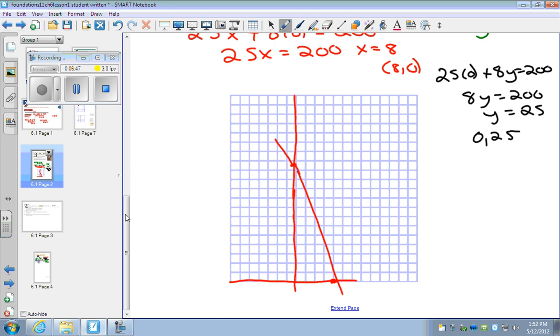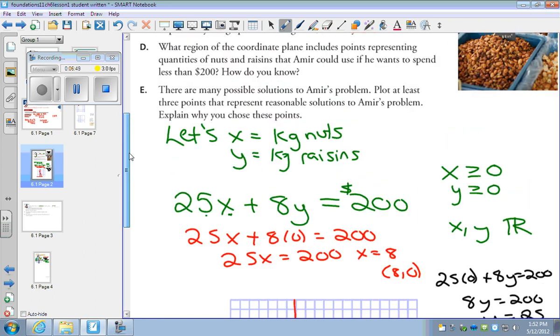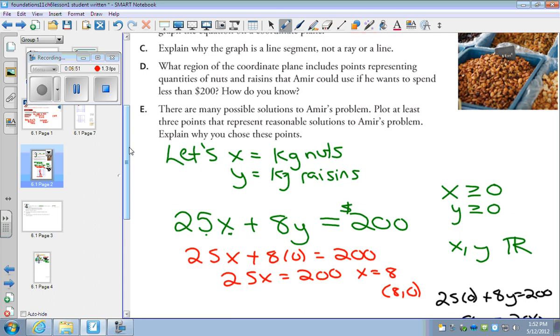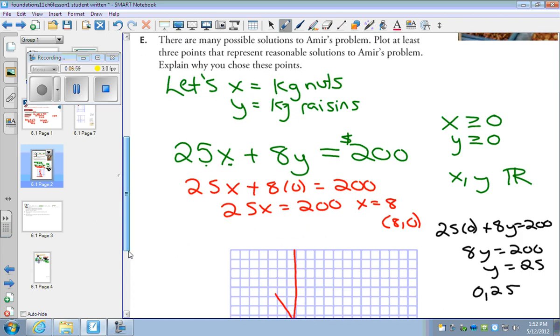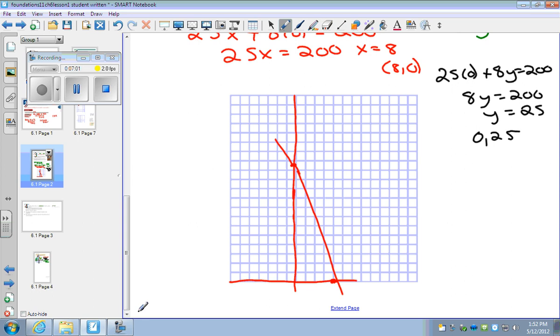Okay, next it says, what region of the plane includes the points representing the quantities that he would use if he wants to spend less than 200? How do you know? So basically what he's saying is this graph kind of splits this in half. Are we talking about the region here or the region there if he wants to spend less than 200? Everything on the line is exactly 200, but if he wanted to spend less, is he talking about the area underneath or the area above?